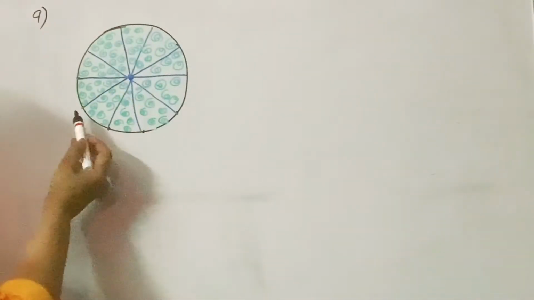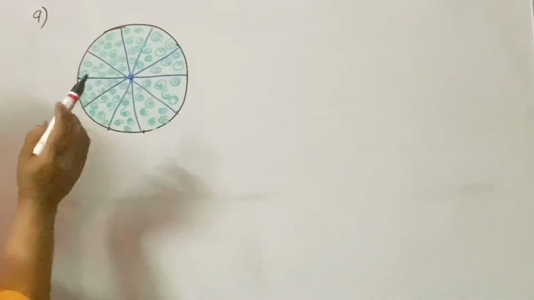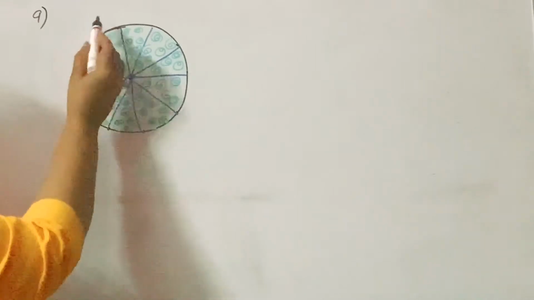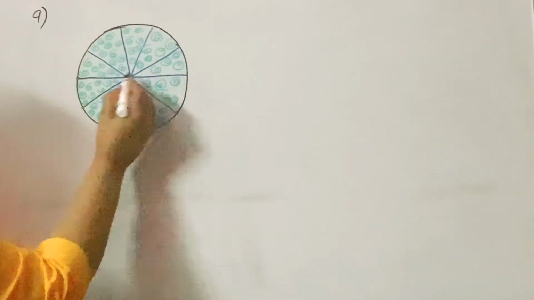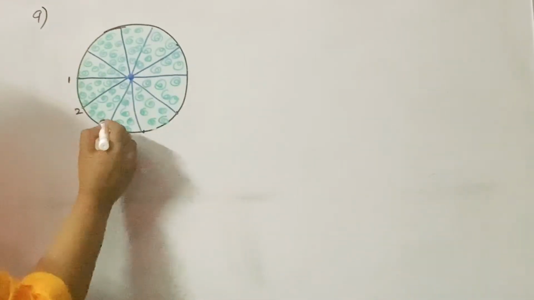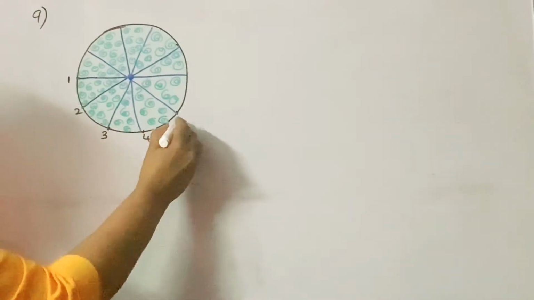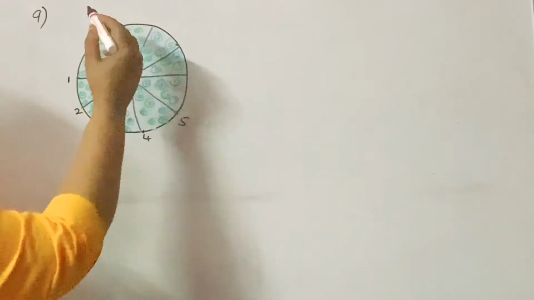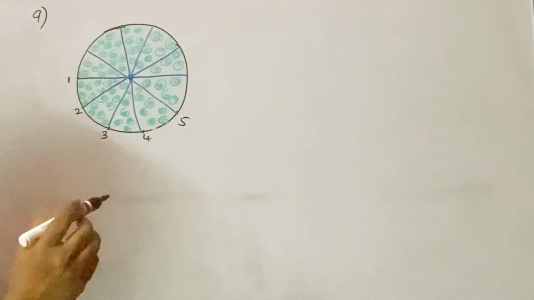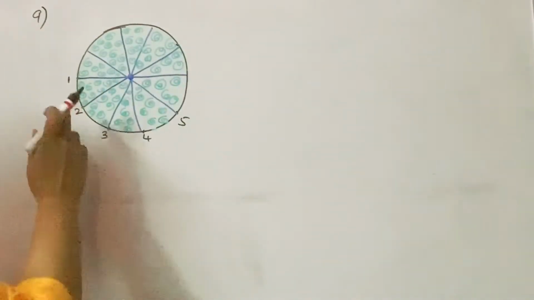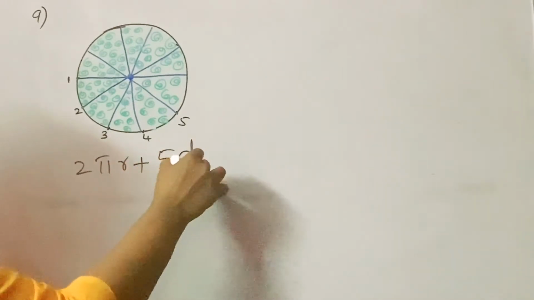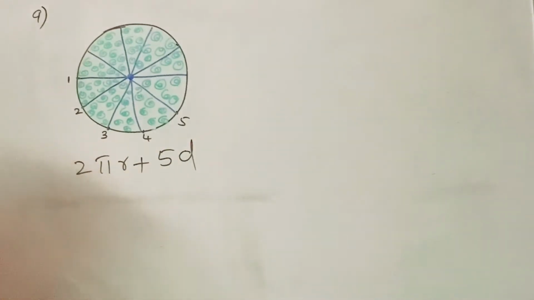See, the total silver wire used is the circumference plus 5 diameters. 1 diameter, 2, then 3, 4, 5 diameters are there. So the length of the silver wire is equal to the circumference of the circle plus 5 diameters, that is 2 pi r plus 5d, isn't it?